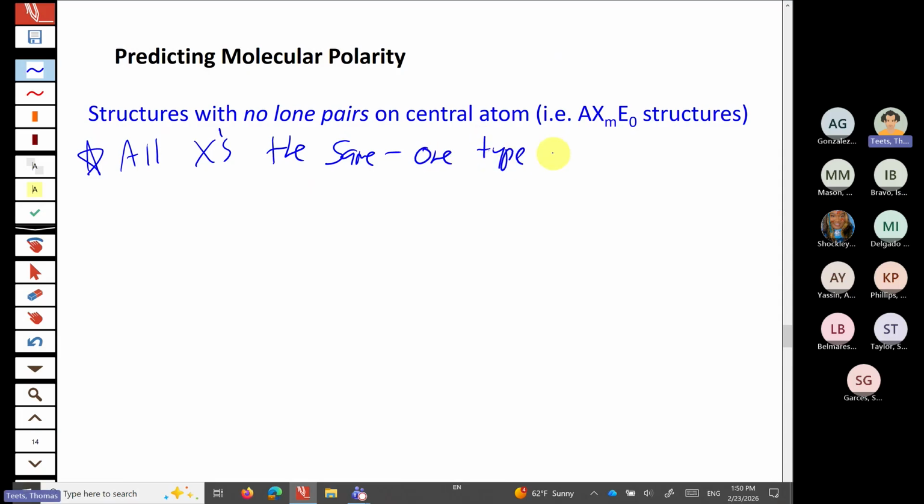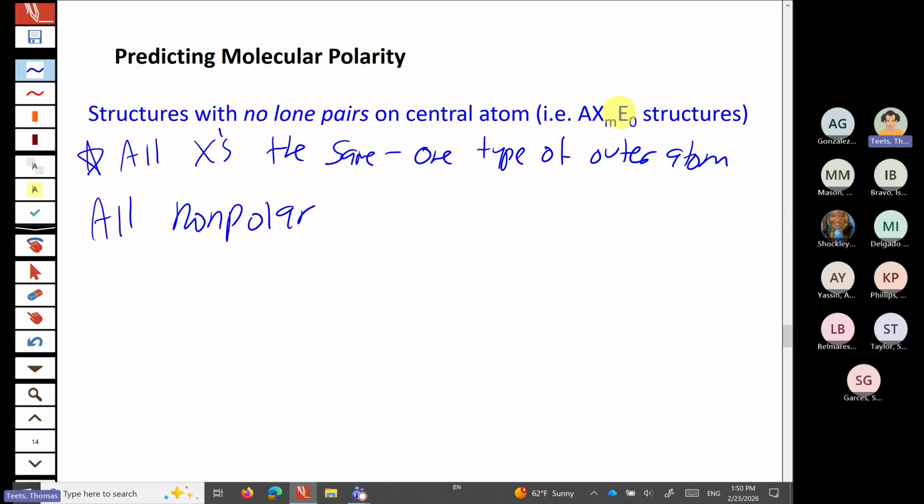Which means you have one type of outer atom, not two different things bonded to the center atom. In most cases, those would be polar because the dipoles don't cancel. But in this case, we're talking about structures where all the X's are the same. These will all be nonpolar. And again, once you know that it's AX whatever E0, once you know there's no lone pairs in the center atom, you can confidently predict that it's going to be nonpolar without having to think about it more deeply than that.